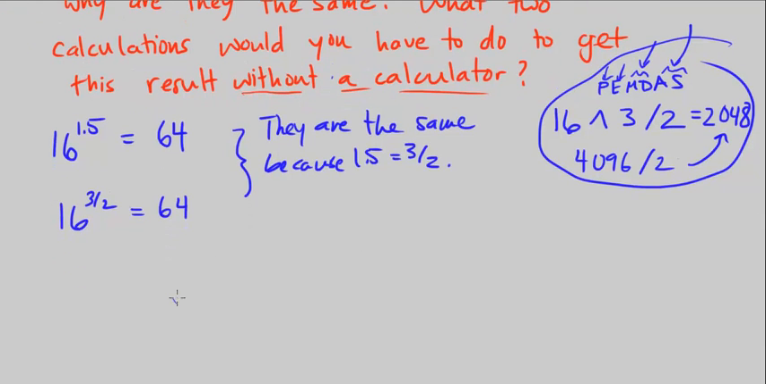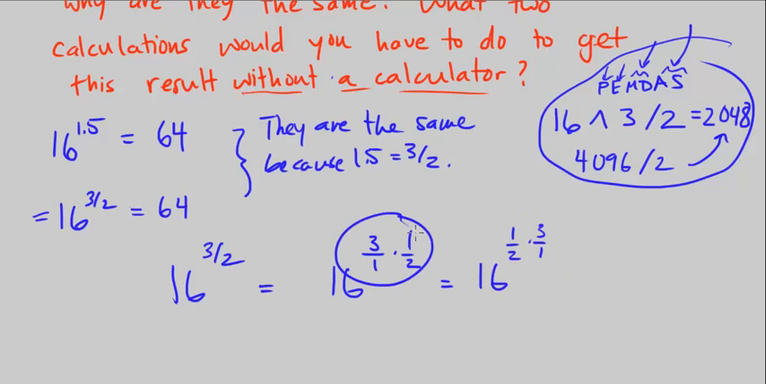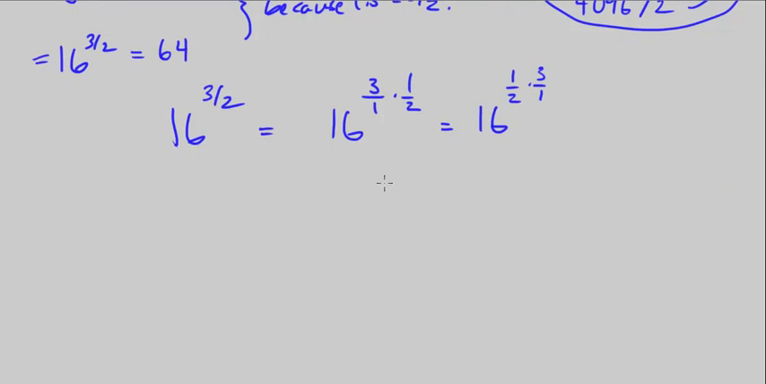So let's investigate this. 16 to the 3/2 power. We know that half, right? Let's not look at it in decimal form yet because we know these are equal, right? These two are equal. So that half power means the square root. Or we could separate that, and that's 3 over 1 times 1/2, right? And that's equal to 16 to the power of 1/2 times 3 over 1. It doesn't matter the order we multiply in, because again, if we look at PEMDAS, multiplication and division happen in any order.